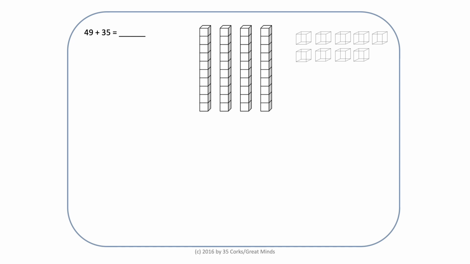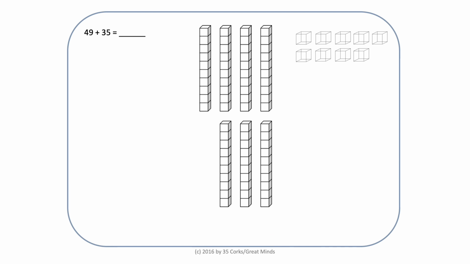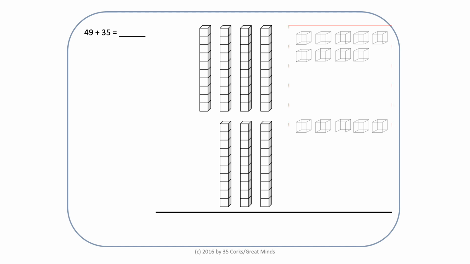My second add-in, 35. How many 10s are in 35? 3 10s. And how many 1s? 5 1s. Remember, I'm putting my first add-in at the top with my cubes, my second add-in on the bottom with my cubes, and I'm lining it up perfectly. So my 10s are under my 10s, my 1s are under my 1s. We can see it clearly.